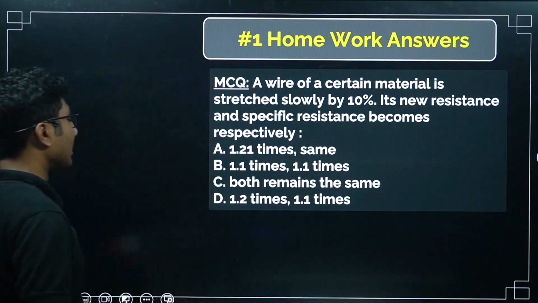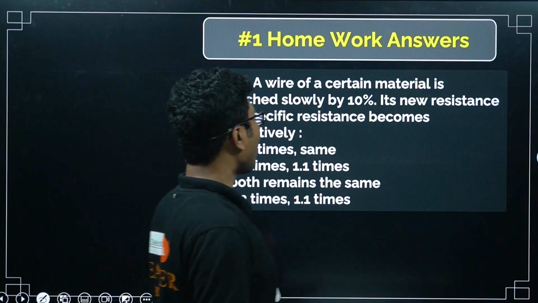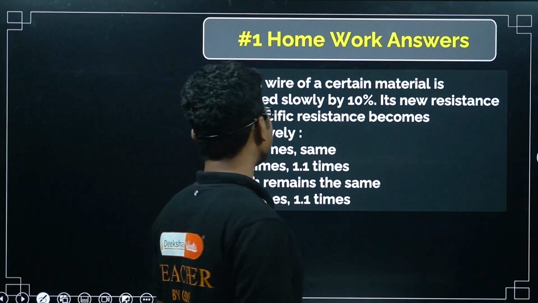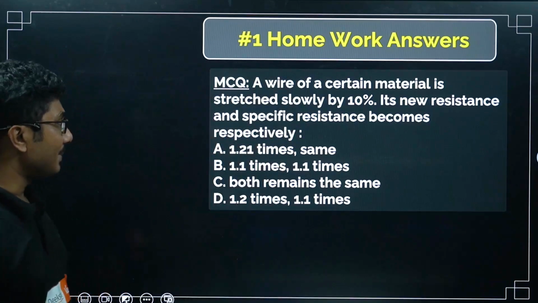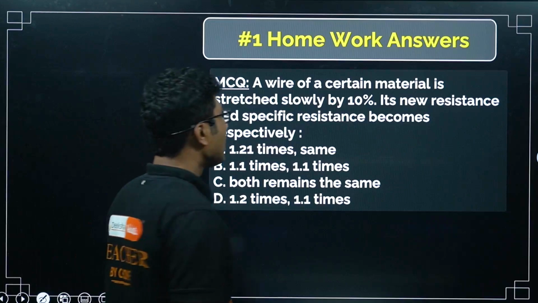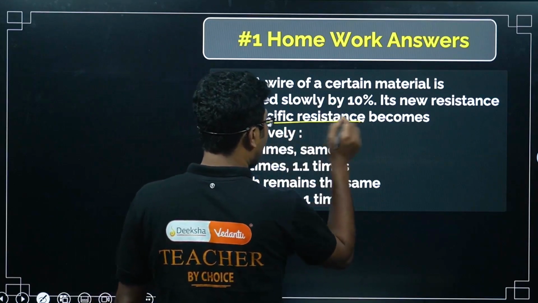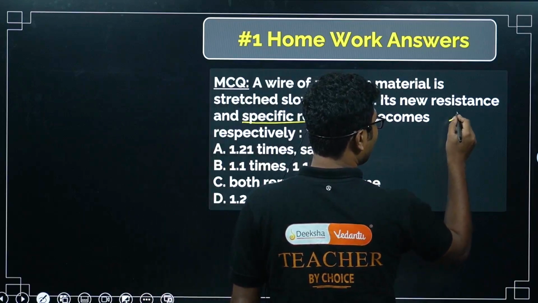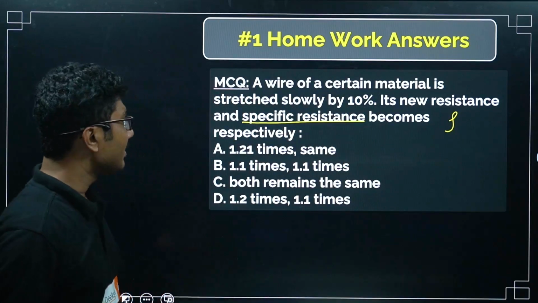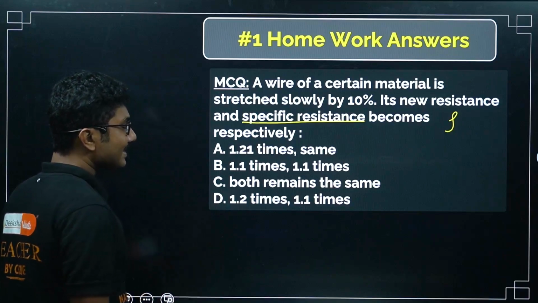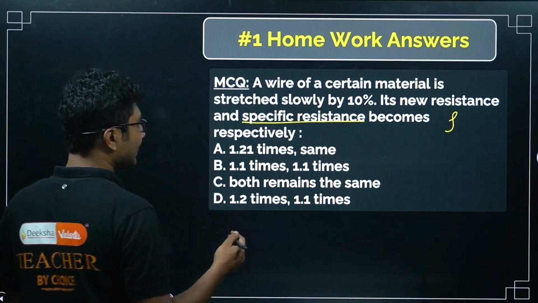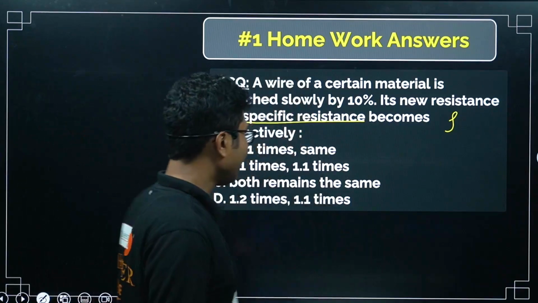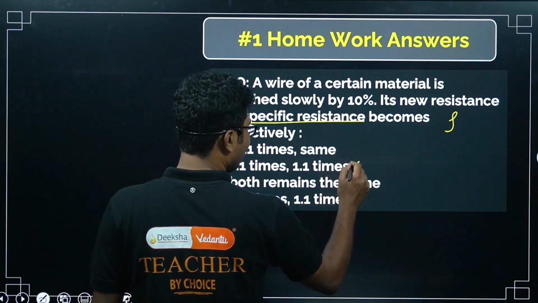Very important, interesting question. A wire of certain material is stretched slowly by 10%. Its new resistance and specific resistance become, respectively, what? Now, as we know, specific resistance is the resistivity of the material, that is rho, and rho is constant for a given material. So "remains the same" is an option. If you read the question, it is like KBC 50-50. This option is wrong, this option is wrong.